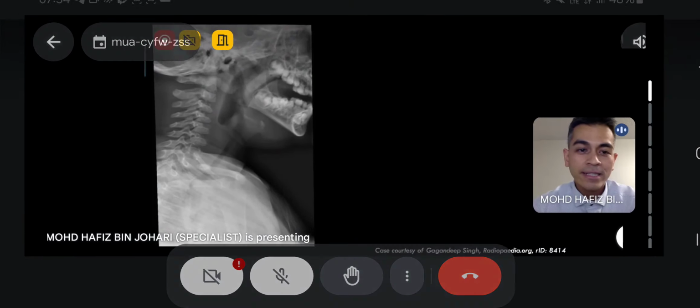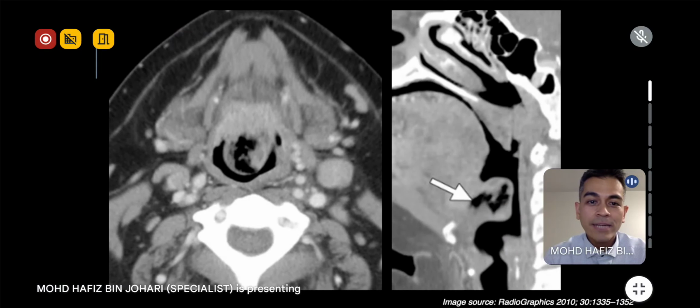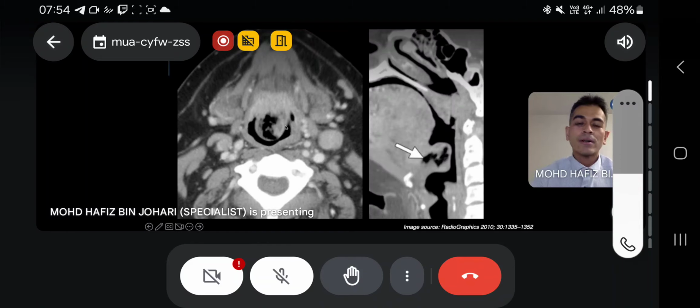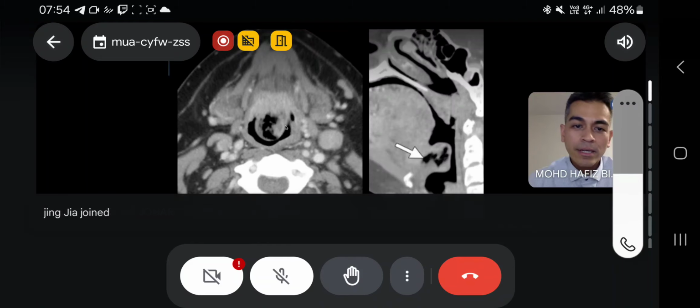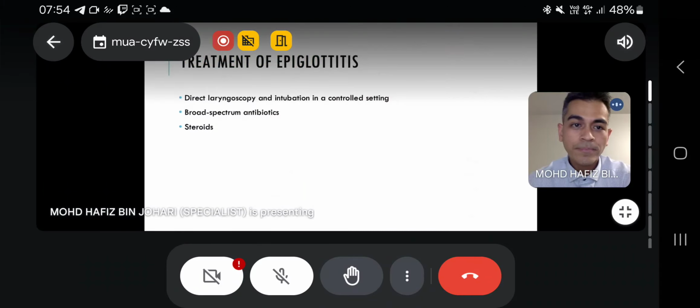You can see the epiglottitis changes on this lateral neck X-ray, and on this CT scan we are seeing the epiglottis is also thickened with presence of air locules within. So this is an example of acute epiglottitis secondary to gas-forming organisms.